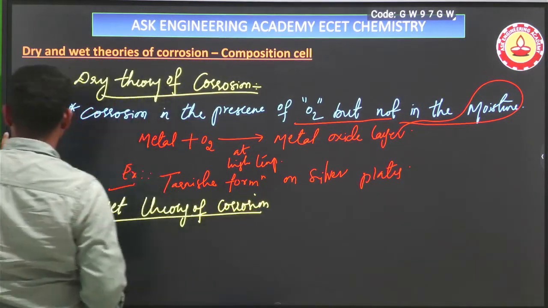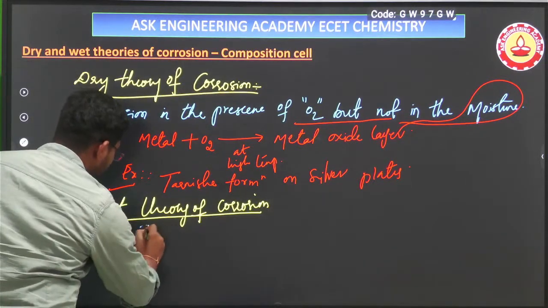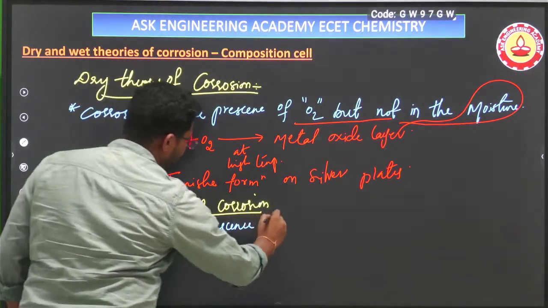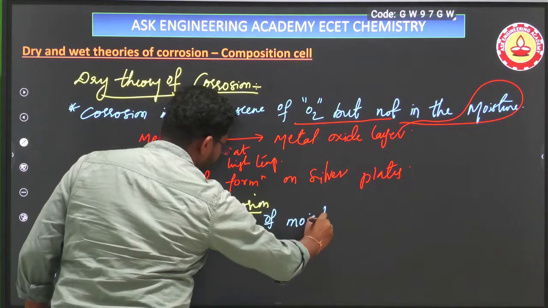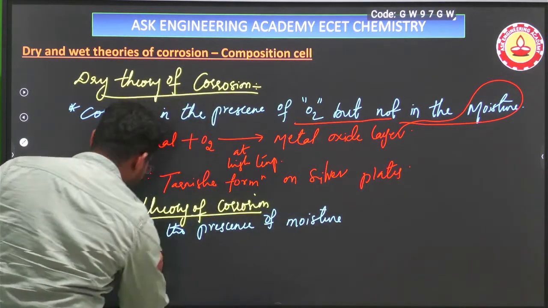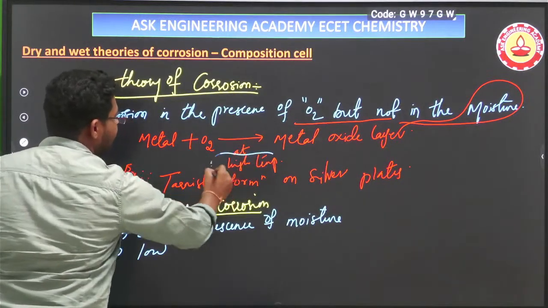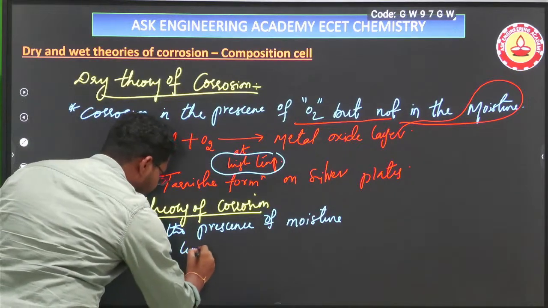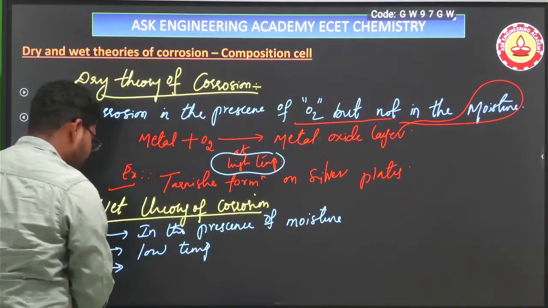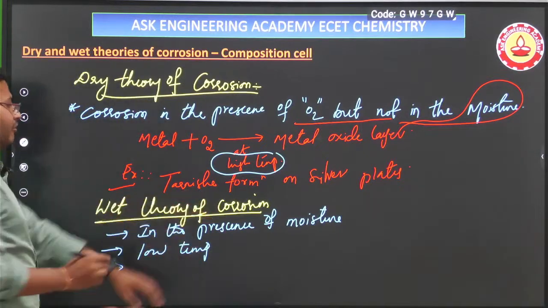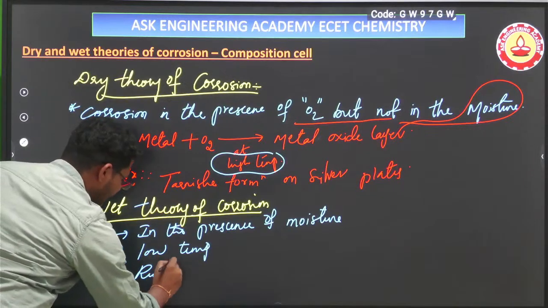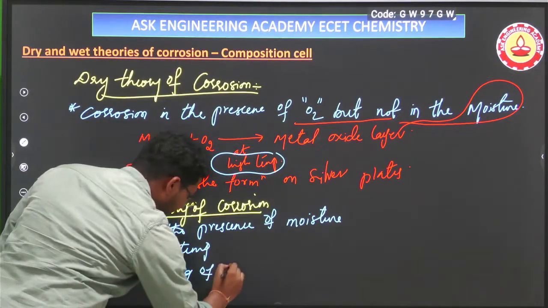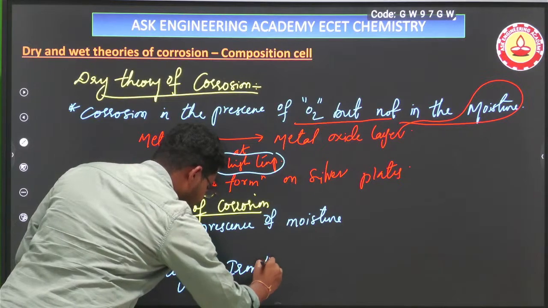Wet theory of corrosion means simply corrosion in the presence of moisture. And this corrosion also happens at low temperatures. Dry theory happens at high temperatures, but in this case the corrosion generally occurs at low temperatures. And the best example for the wet theory of corrosion is rusting of iron. I think you might have heard many times about this.